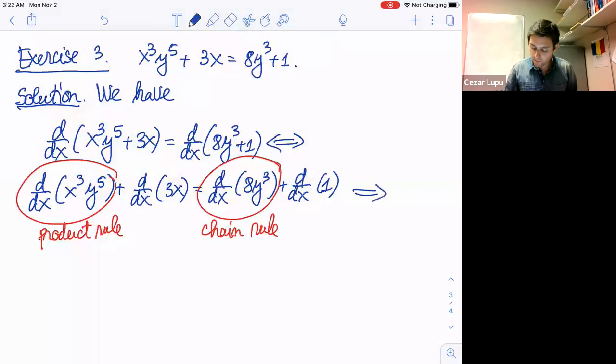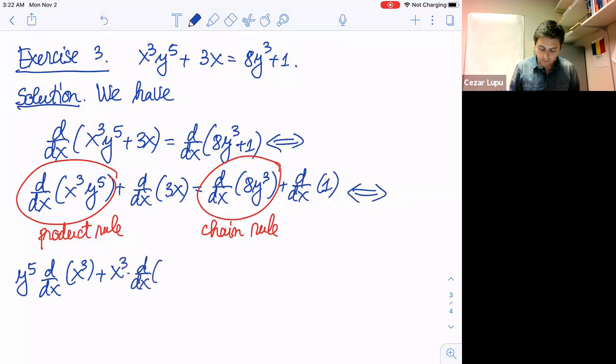So this would be equivalent with, now by applying the product rule, y to the fifth d over dx of x cubed plus x cubed times d over dx of y to the fifth. And I'll have another chain rule here, but anyway, plus the derivative with respect to x of 3x, which will be 3. And now we're going to apply the chain rule here, right?